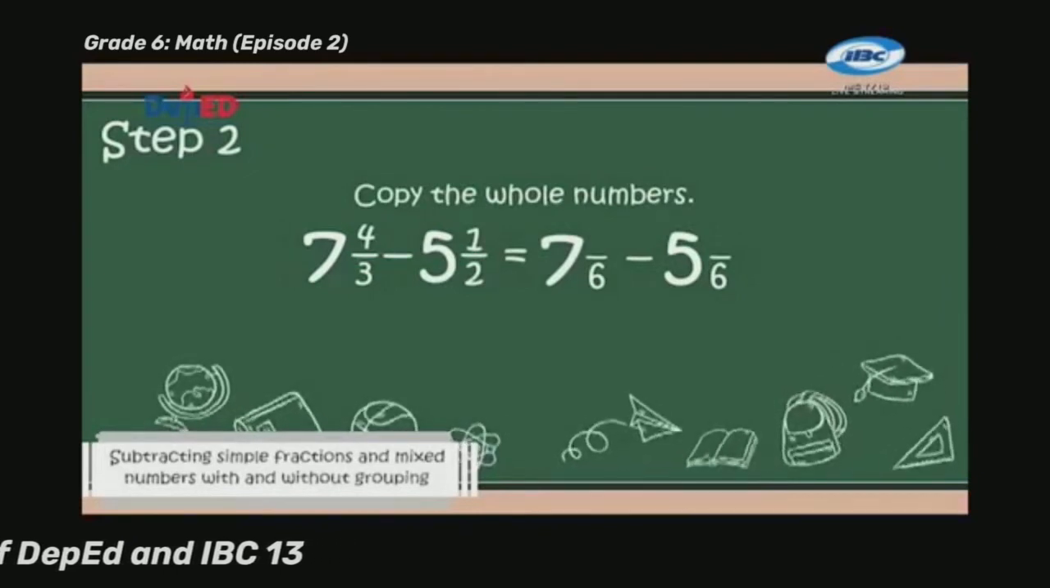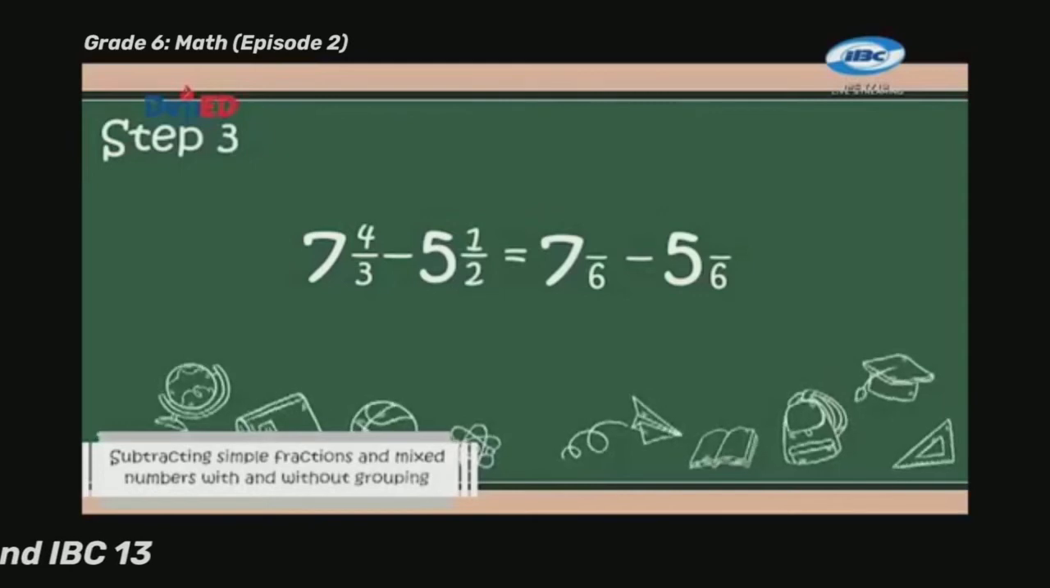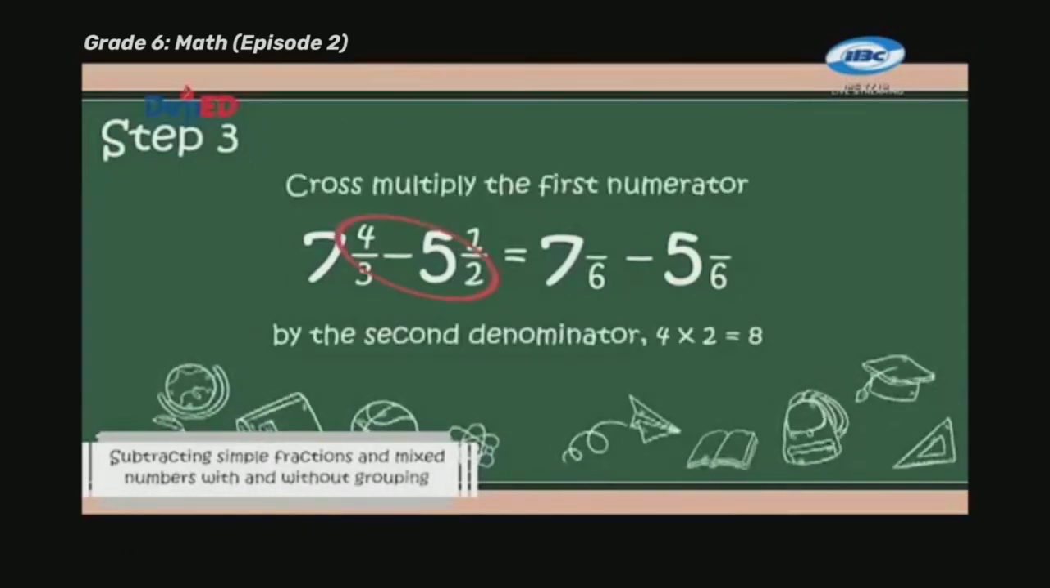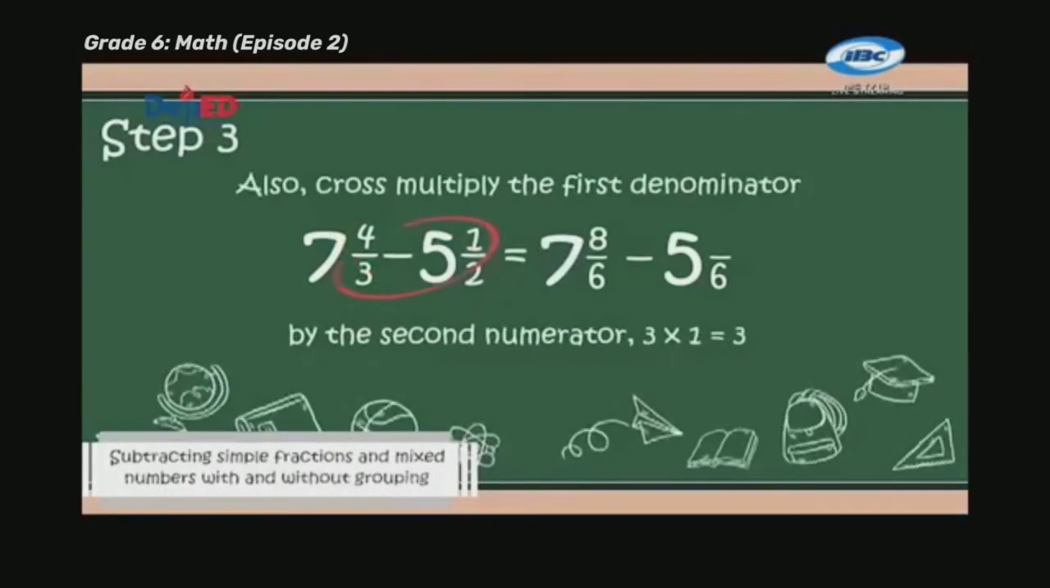Step 3. Cross multiply the first numerator by the second denominator. 4 times 2 equals 8. Also, cross multiply the first denominator by the second numerator. 3 times 1 equals 3.